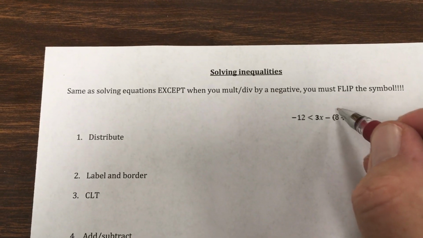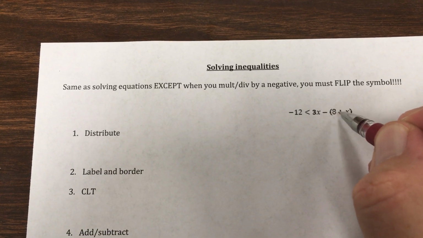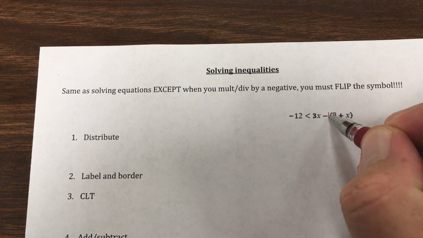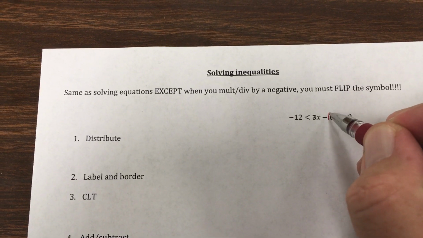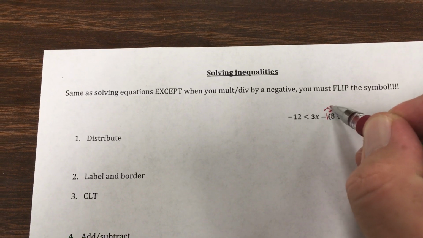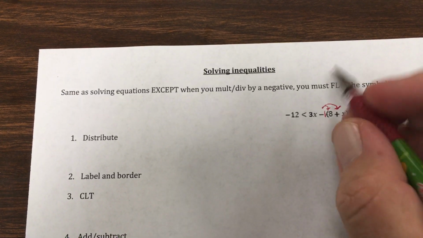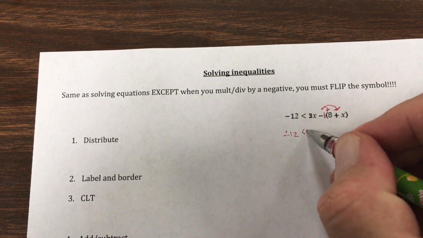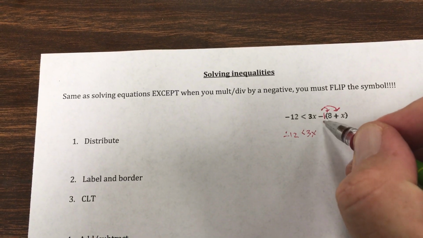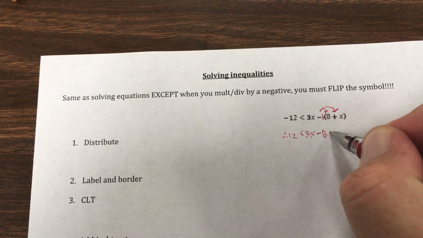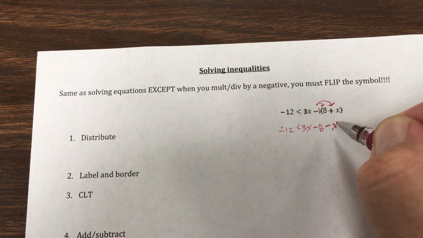I'm going to remove my parentheses by multiplying everything inside the parentheses by whatever is outside. In this case, we have an invisible 1 here. So that's going to be -1 multiplied to 8 and to x. The -12 and the 3x are the same. -1 times 8 would give me -8, and then -1 times x would give me -x.